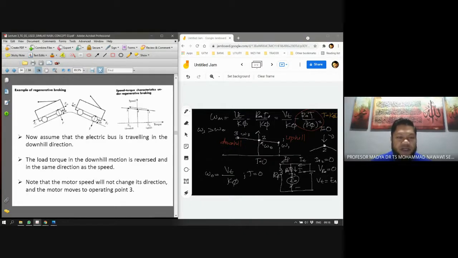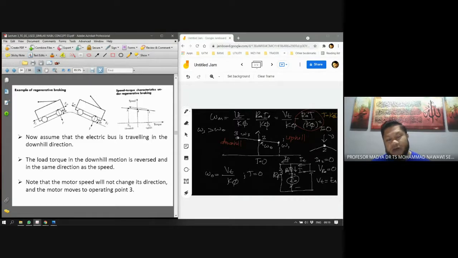Okay, so now assume that the electric vehicle is traveling in the downhill direction. So after it stays at the peak of the hill here, now let's assume that it starts to move downhill. Okay, so what happened is the force now changes direction. Rather than going down on the left hand side, now it travels to the front of the car. So we have this is the back of the car, and this is the front of the car.